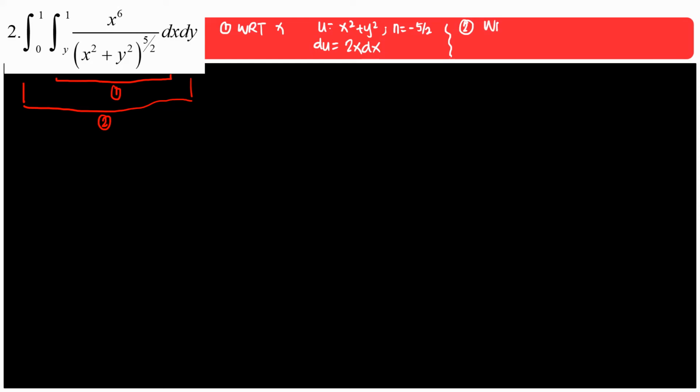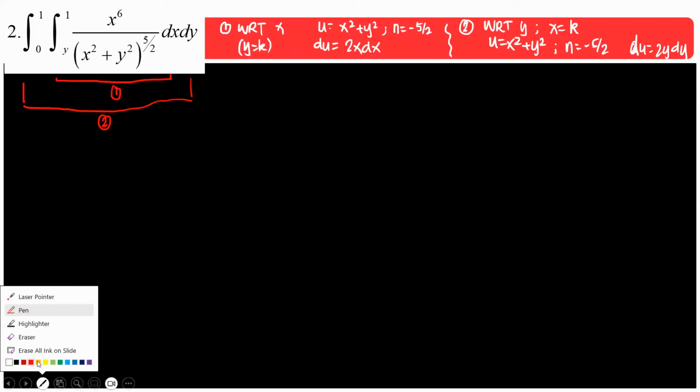Number 2, if it's with respect to y, where x is constant, here, y is constant. Still the same. U is equal to x squared plus y squared. N is equal to negative 5 halves. In here, you'll have 2y, du is 2y dy. Still, you cannot supply the y. So maybe we can do change of coordinate system.